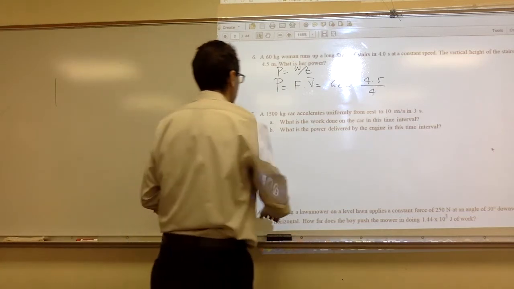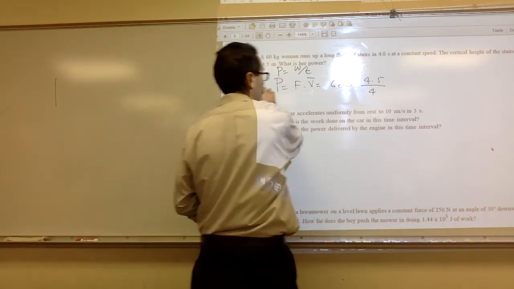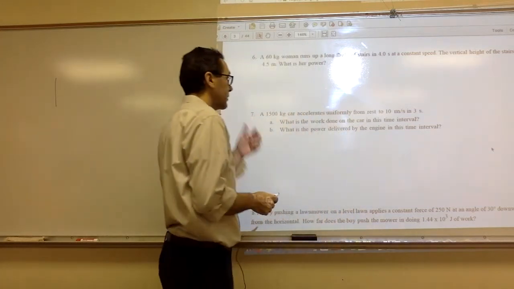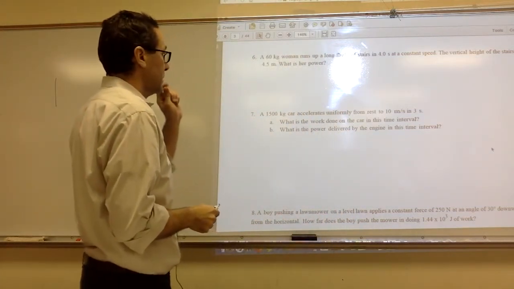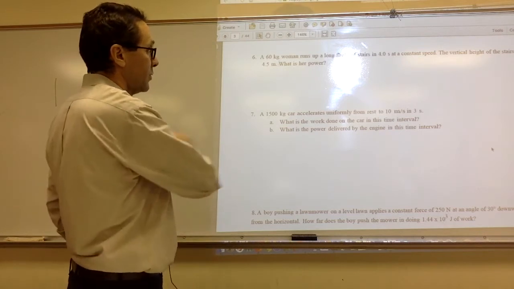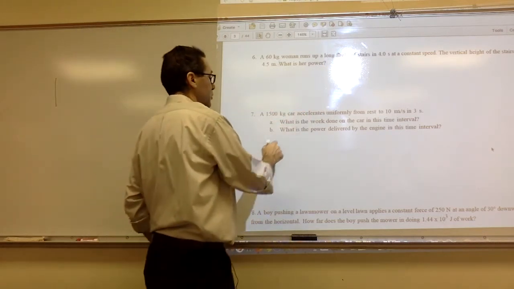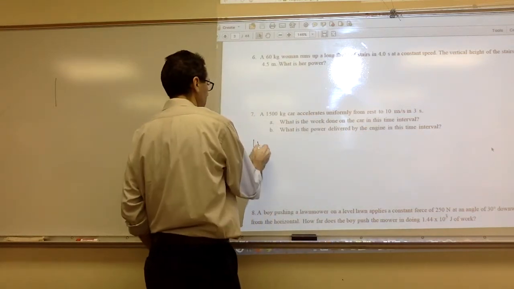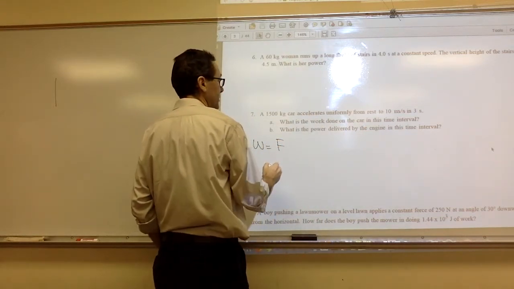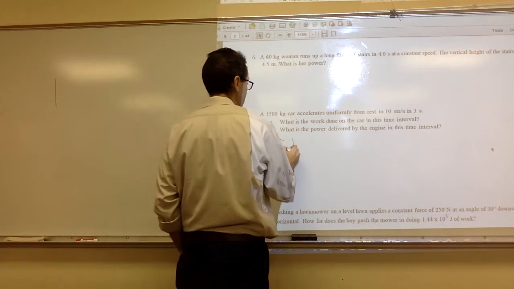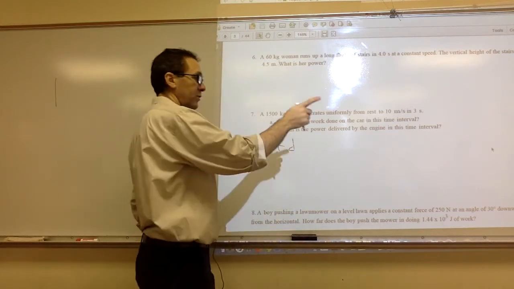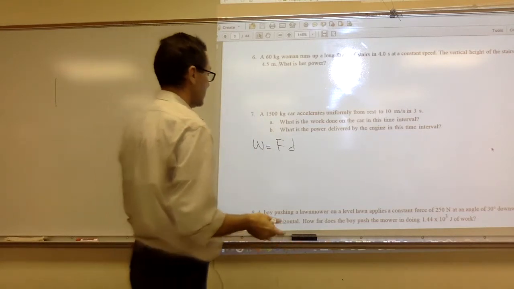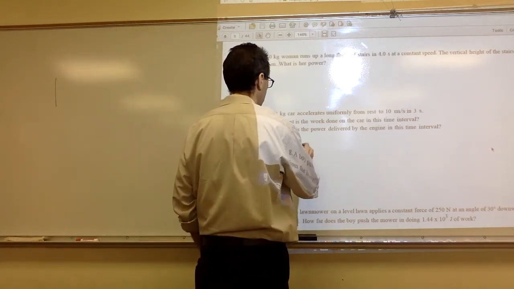Okay, a 1,500 kilogram car accelerates uniformly from rest to 10 meters per second in 3 seconds. Here, the force is not mg. The car is going on a flat surface. What's the work done on the car in this time interval? So work is force times displacement. Now the force is going forward, the motion is forward, so the angle is 0 degrees. So I'm going to skip the cosine of 0.